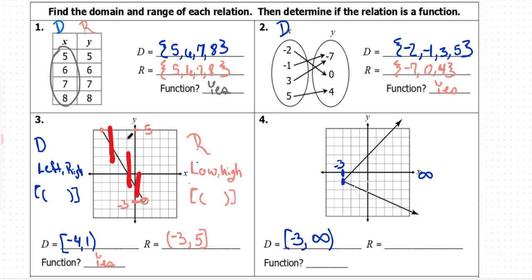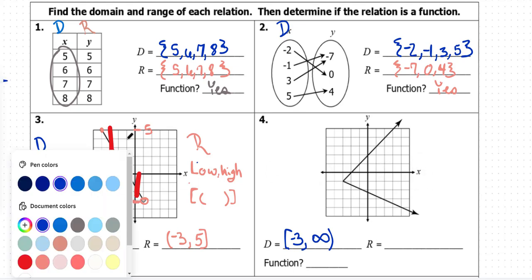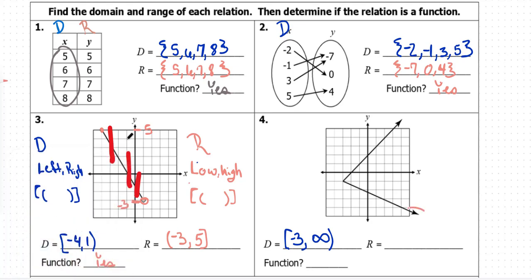Now let's erase this and look at the range. Looking at the range, my farthest down is going down with an arrow, so that would be negative infinity. My farthest up is going up with an arrow, so positive infinity. So it's negative infinity, comma, positive infinity. And I can be at both locations.